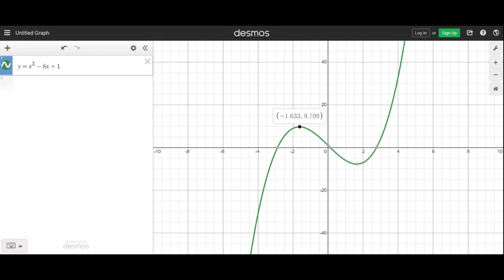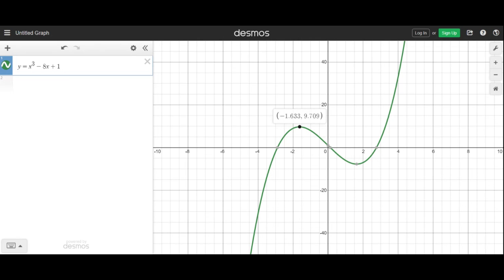That's our local max. Now, if it says value, then it only wants the y value, not the entire point. So just pay attention to that. Sometimes it's going to ask for the local max, and it wants the entire ordered pair. Other times it might ask for the local maximum value. In that case, it just wants the y value. So if we're looking at a max value this time, then we would only list the 9.709.